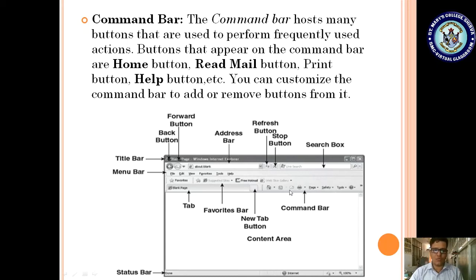If you click the home button, it will go to the home page. The read mail button opens your mail, the help button helps you, and with the print button, directly from your web page you can print. Also you can customize the command bar to add or remove buttons from it. We can customize some of our tools, we can add or remove them. That is also possible by using this command bar.